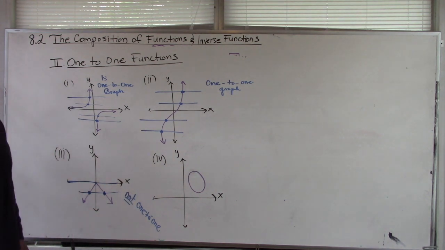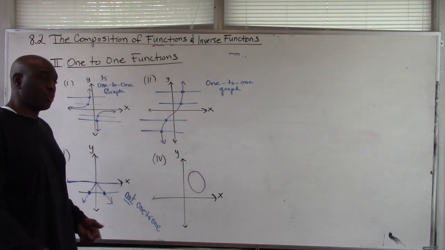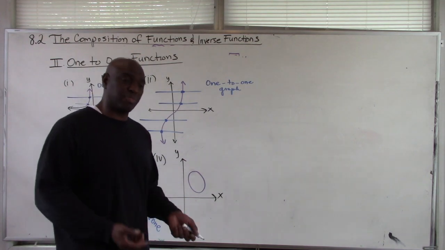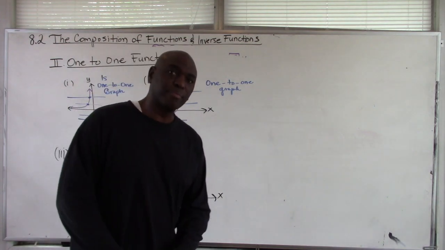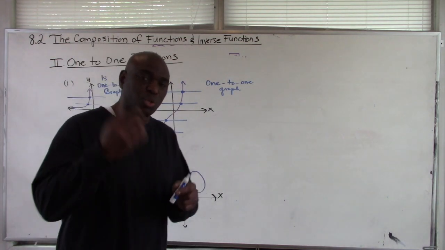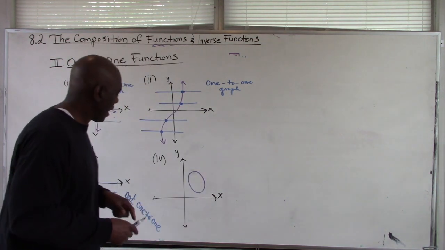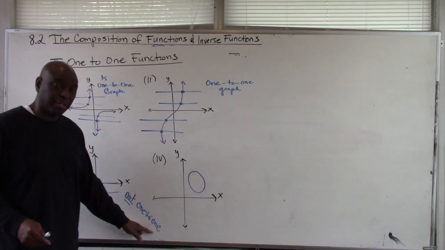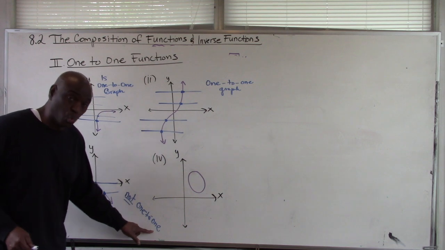It is not one-to-one. Nope. It is not one-to-one, because the one y value has 2 different x values. This is a 1 to 2. Here's what I mean when I say it's a 1 to 2. And it's not 1 to 1. This is 1 to 2. Watch this.